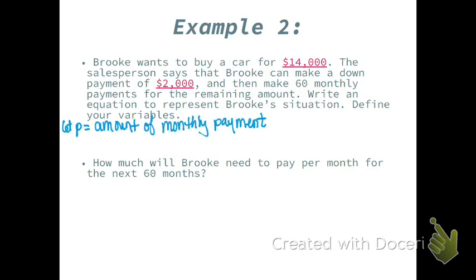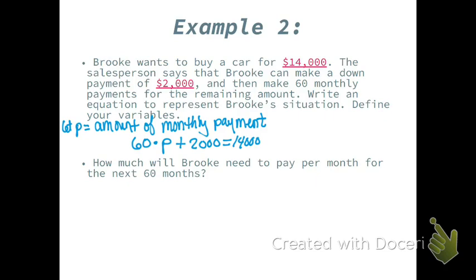The thing that we don't know is how much she's going to pay every month for her monthly payment. So that's our variable. What we do know is that she's going to make 60 of those monthly payments. So 60 times the amount she's going to pay every month plus her down payment is going to equal the total amount that she would pay overall. So that's our equation.